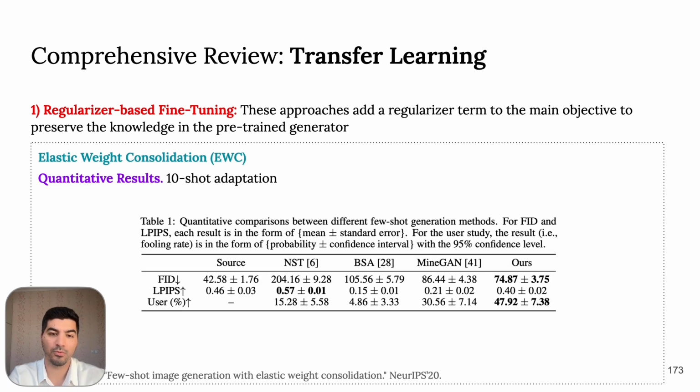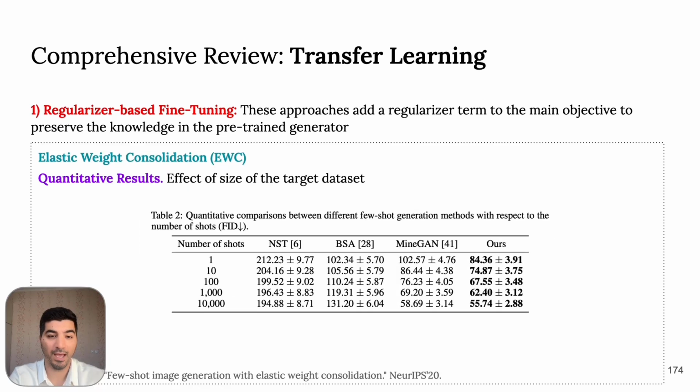And this table shows a quantitative comparison between different approaches. For FID, lower is better. As you can see, EWC has the lowest FID. LPIPS is used to measure diversity. And based on user feedback, 48% of the users prefer images generated by EWC. And this is a cool table showing the effect of the size of the target dataset, starting from one shot, going to 10 shot, 100 shot, 1,000 samples and 10,000 samples. By increasing the number of available samples from the target domain, the performance of the approach improves.